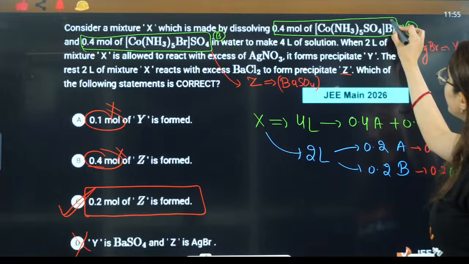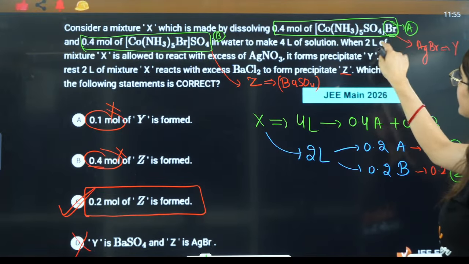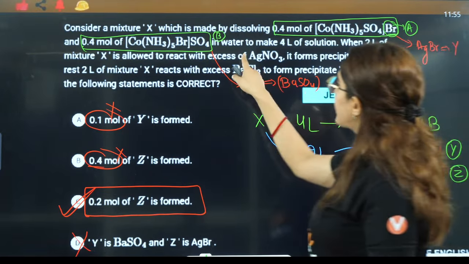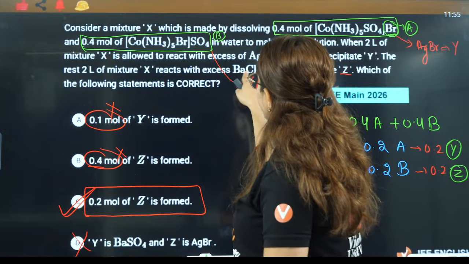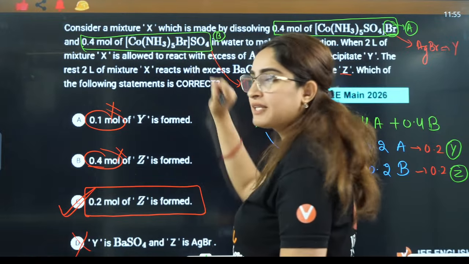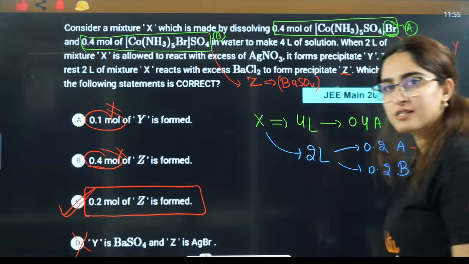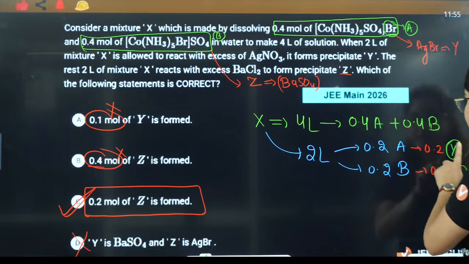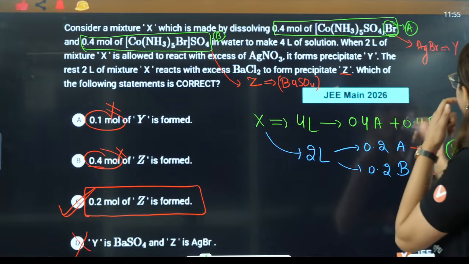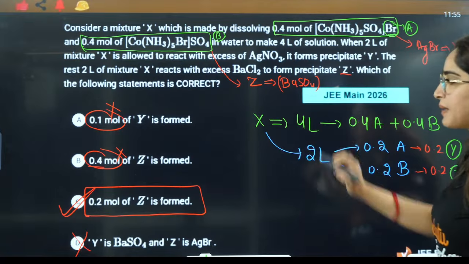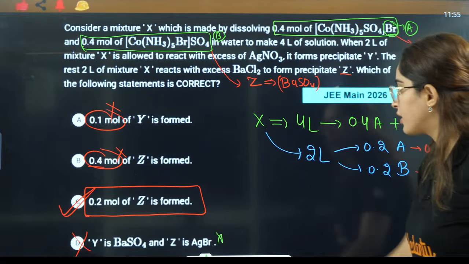Here Y will be what is outside, that is Ag will react with Br. In this case, you are reacting this solution with BaCl2, so Ba will react with SO4. It will give you BaSO4. So we can say Y is AgBr and Z is BaSO4. So that statement is wrong.